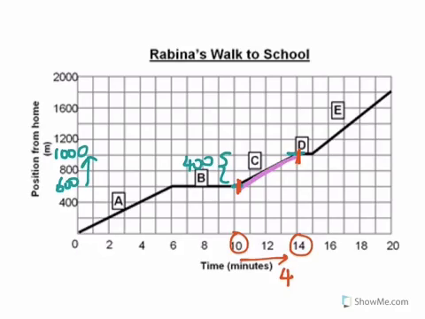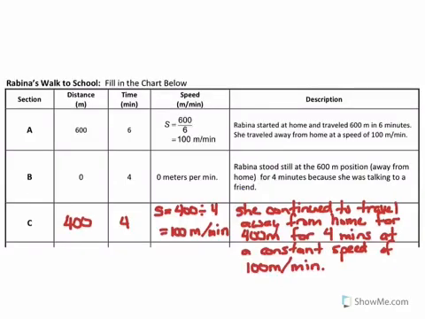So 4 minutes. I wrote that down over here, so here's my 4 minutes, and there's my 400 meters. Now when you divide them, you're going to get your speed. Remember, you're always taking your distance first, and then you're dividing it by your time. So 100 meters per minute.